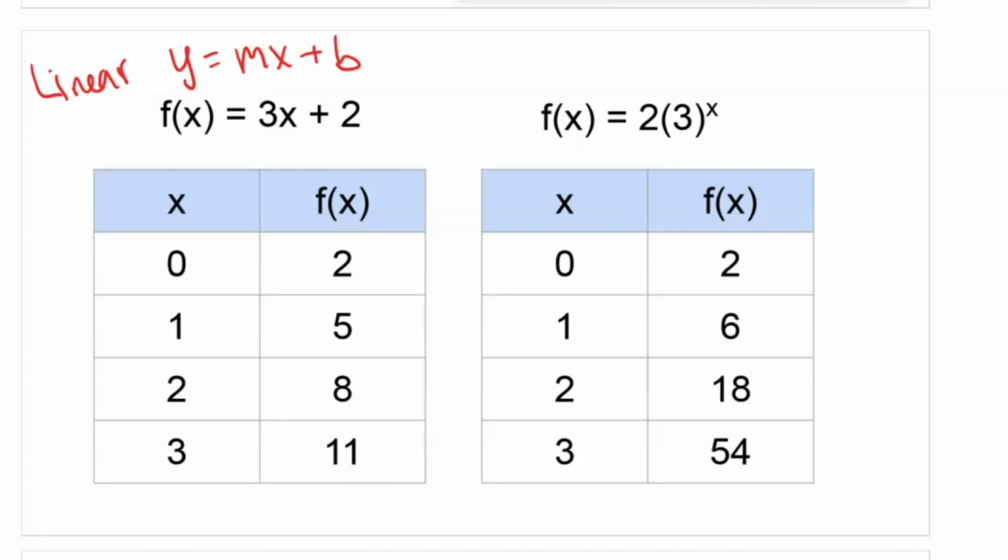In the second one, the equation is f of x equals 2 times 3 to the power of x. Now we have x as an exponent. So this would be an exponential equation, because our variable x is the exponent, so it's an exponential equation.